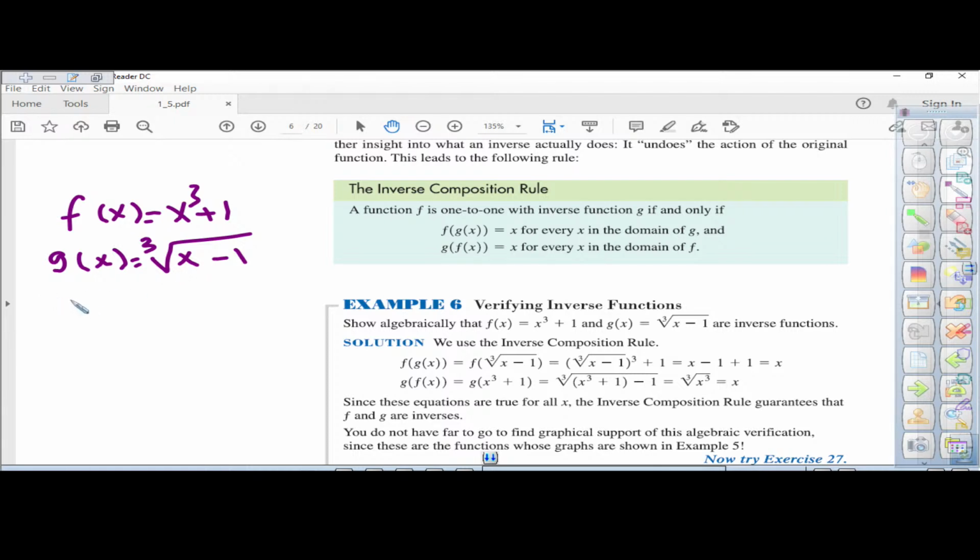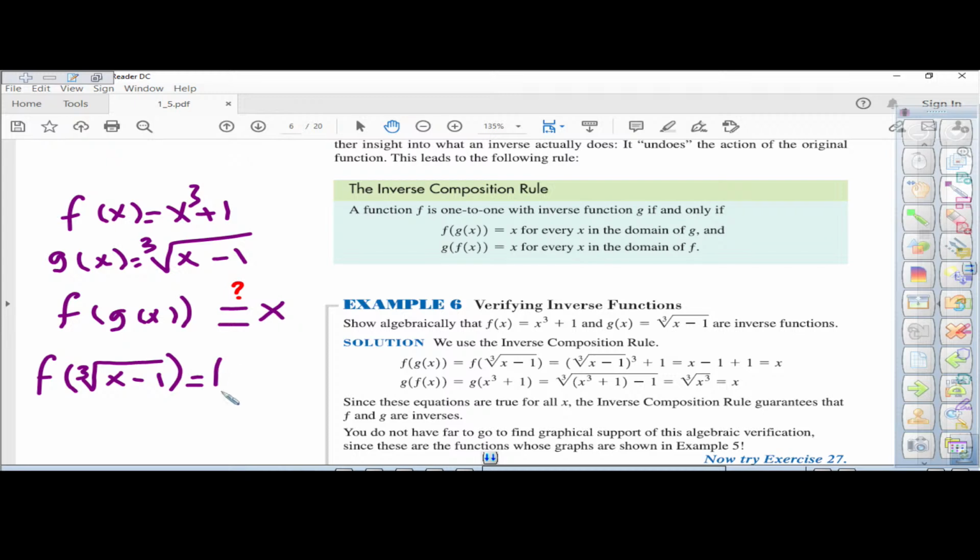That's true. I could use function composition, f of g of x, and I hope that that will be equal to x. So I'm going to put the cubic root of x minus 1 into my f function. So I have a cubic root of x minus 1, and this is being cubed.